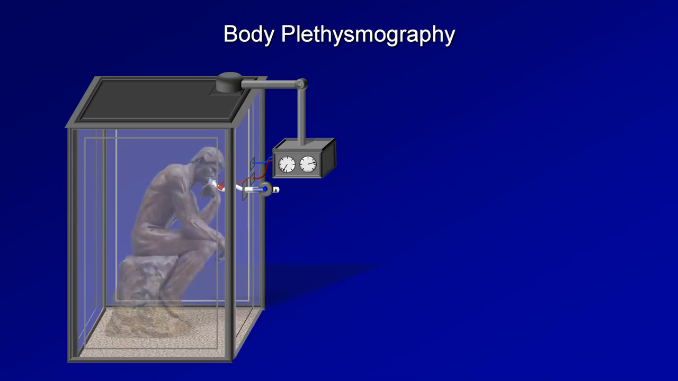The patient sits inside the box, quickly panting with the airway open, when it's suddenly shut while the patient continues to pant. This creates oscillations in the airway and box pressures. The key physical principle used in plethysmography is Boyle's law, which states that the product of pressure and volume is a constant for a closed system.